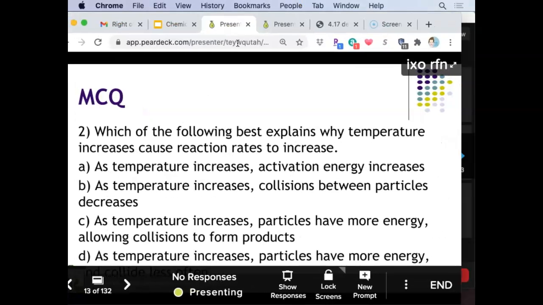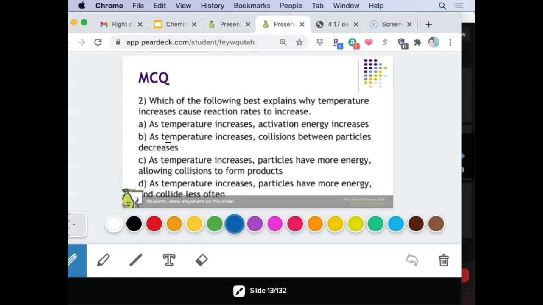Okay, so as temperature increases, particles have more energy, allowing collisions to form products. So C is the best answer for this one. I do want to note that if you increase temperature, it does not change the activation energy.